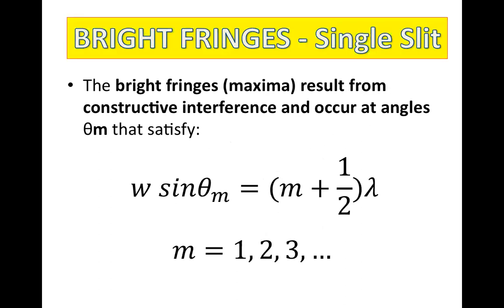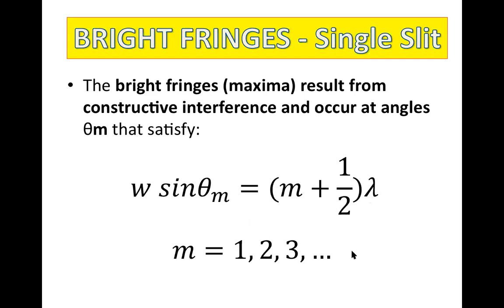And then we also, similarly, can derive an equation for the bright fringes. So the bright fringes or maxima result from constructive interference and occur at angles theta m that satisfy W sine theta m equals (m plus a half) lambda. And the order number of the maxima is indicated by m, and it's whole numbers.